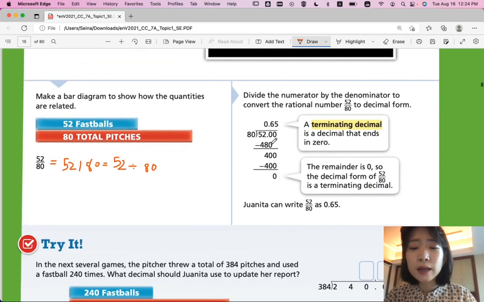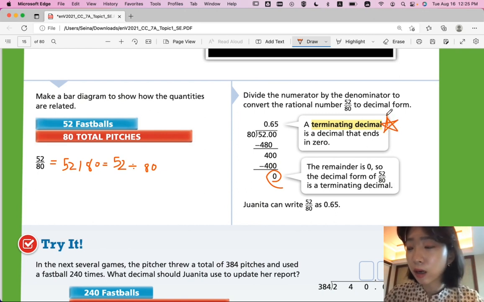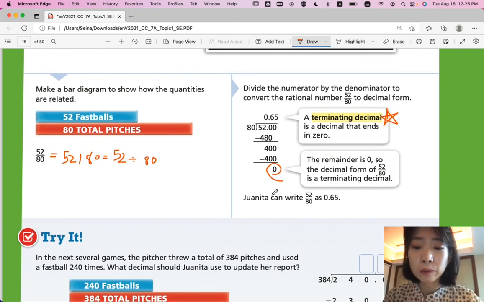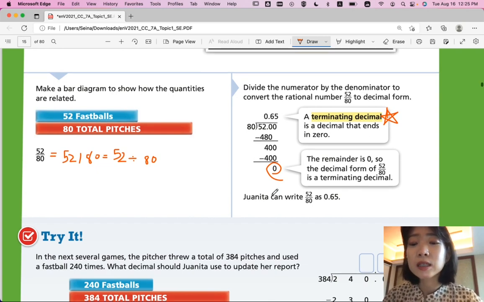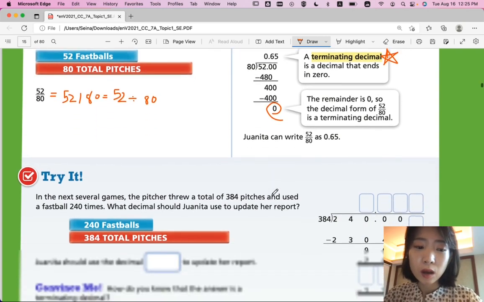So you will eventually get 0.65 with a remainder of 0, which means this is a terminating decimal. Write this in your graphic organizer at the beginning of the topic. A terminating decimal is a decimal that ends in 0. So Juanita can write 52/80 as 0.65. Let's look at the try it question.